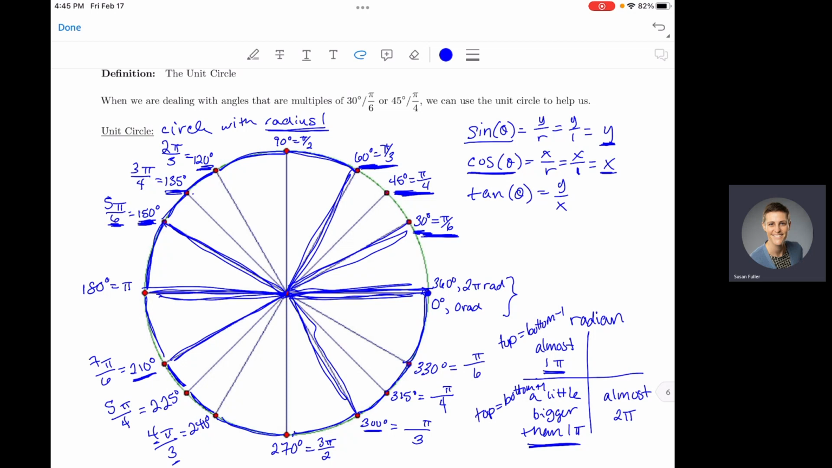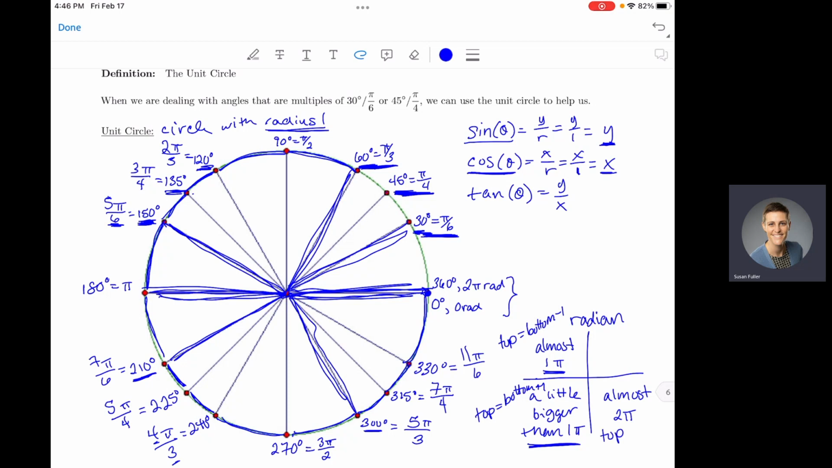So let me run through these. 300 degrees is 5 pi over 3. 315 degrees is 7 pi over 4. And 330 degrees is 11 pi over 6. These are all almost 2. 5/3 pi, that's almost 2 because 2 pi would be 6/3 pi. That's almost 2. 7/4 pi, 8/4 pi would be 2 pi. So this is almost 2. And 11/6 pi, that's almost 2 pi because 2 pi would be 12 pi over 6.